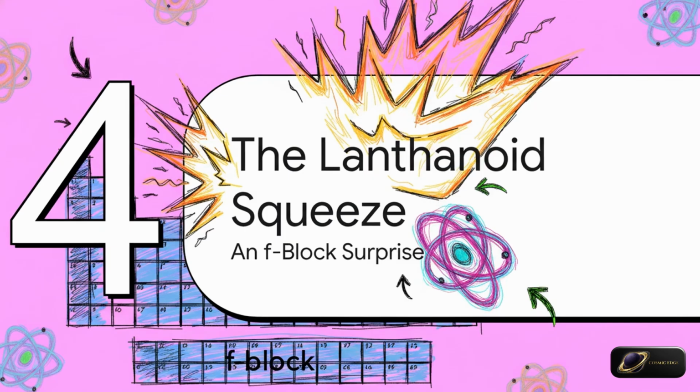Okay, now it's time to shift our focus to that mysterious bottom block, the F block elements, because they introduce a really strange, really powerful effect on the rest of the table, a genuine periodic table plot twist.